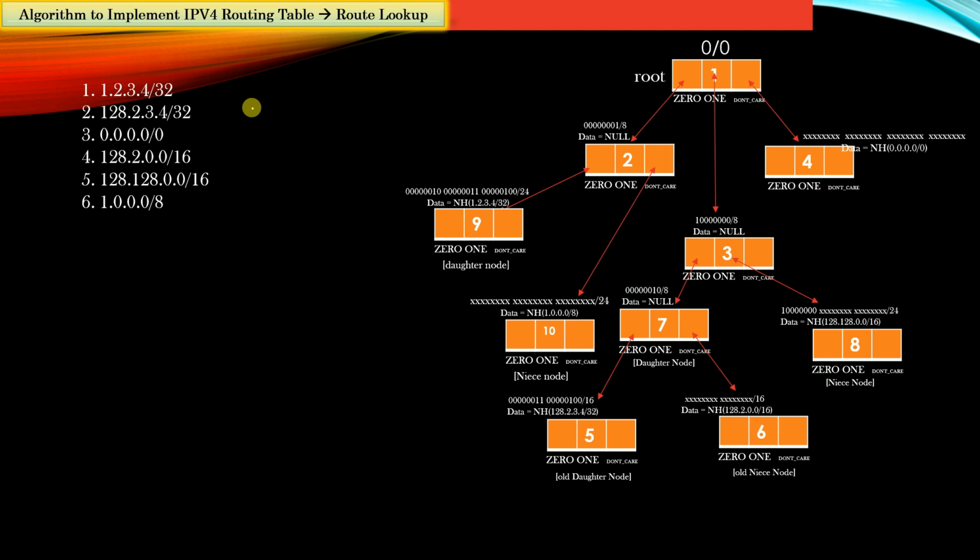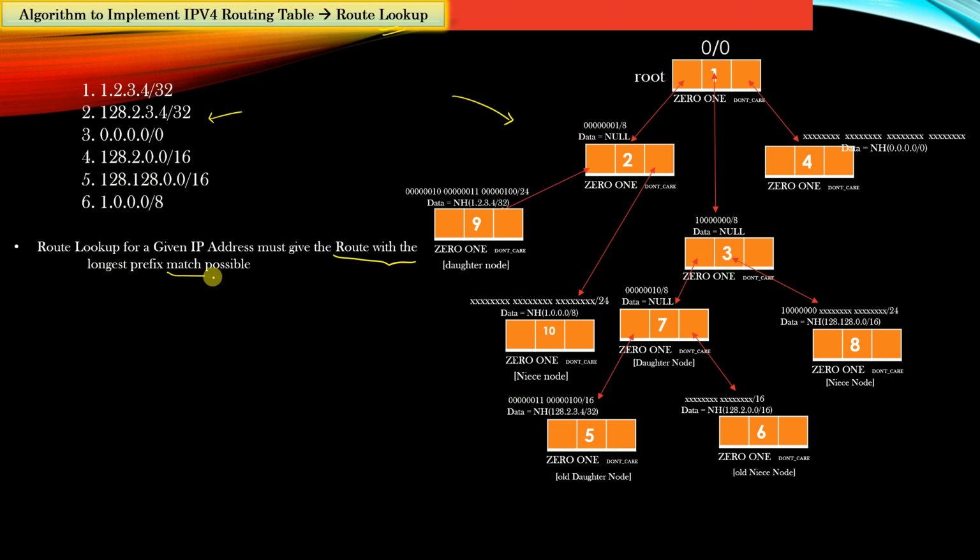So guys, now let us discuss our final algorithm, that is route lookup. You can see on the screen, this is an mTrie data structure, which is essentially a routing table. At this point of time, the following 6 routes have been inserted in this routing table. In case of route lookup, for a given IP address, we must find the route from this mTrie data structure with the longest prefix match possible.